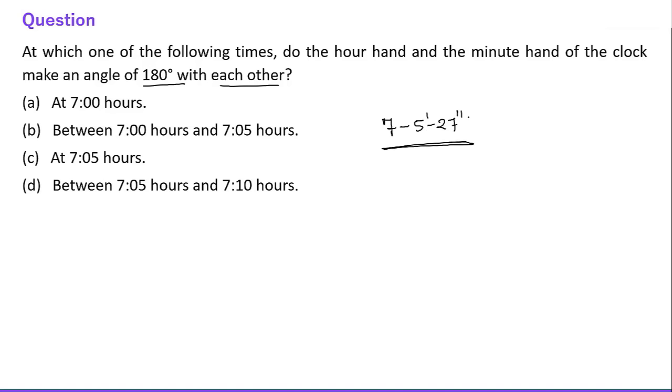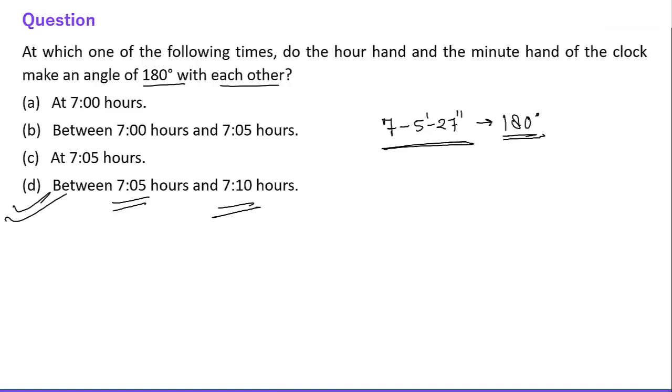5 minutes and 27 seconds past 7, they are at the angle of 180 degrees, fine. 5 minutes and 27 seconds past 7 p.m., they make the angle of 180 degrees, right? So this is between 7:05 to 7:10. Okay, the correct answer is D. All right, now let's move to the other question.